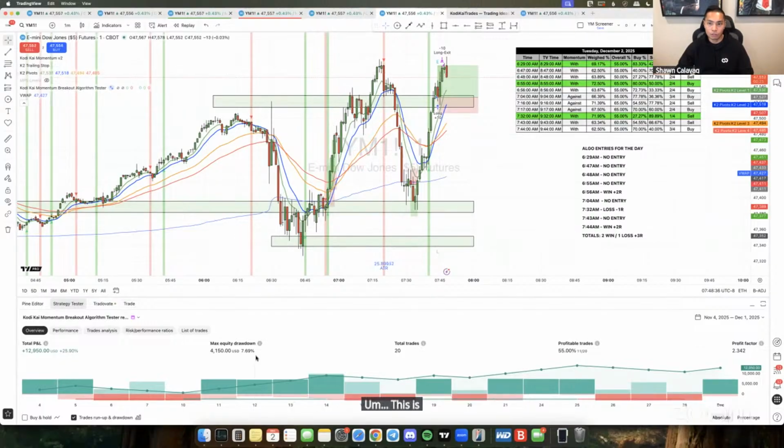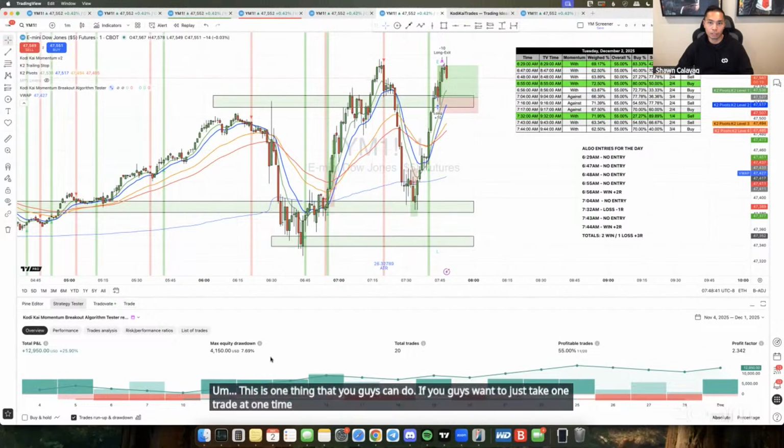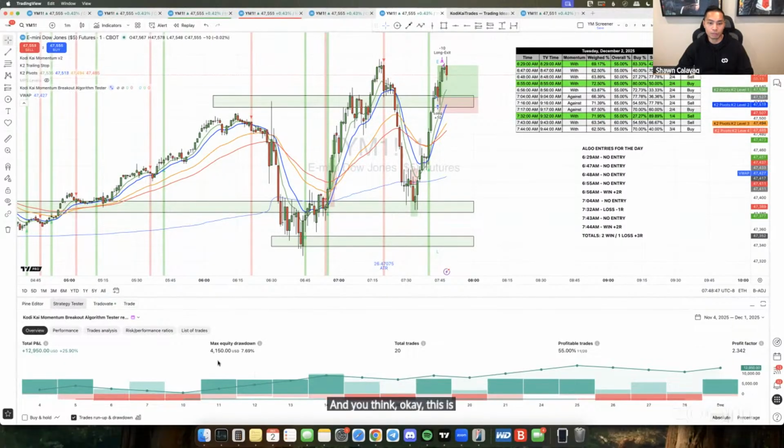This is one thing that you guys can do. If you want to just take one trade at one time every single day and you don't care about having a list of trades, you can do that. If you find a time that you really like and you think, okay, this is a high probability type strategy or type time, then you can just take that trade.